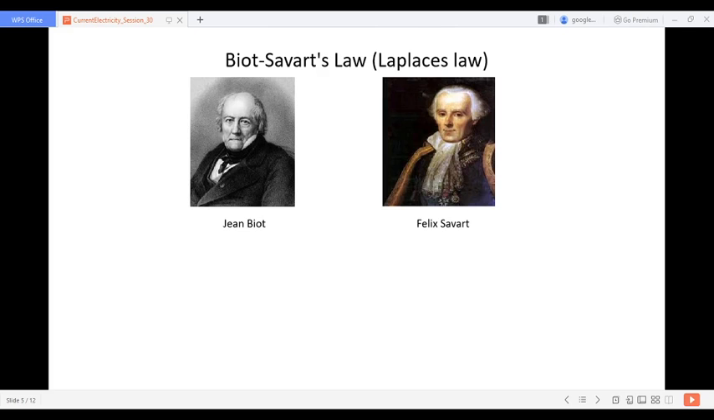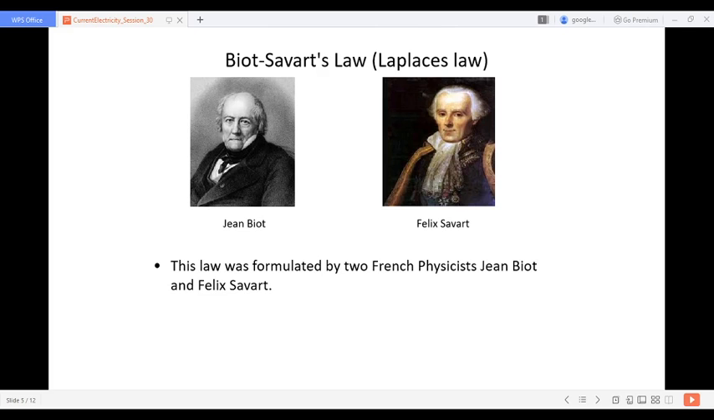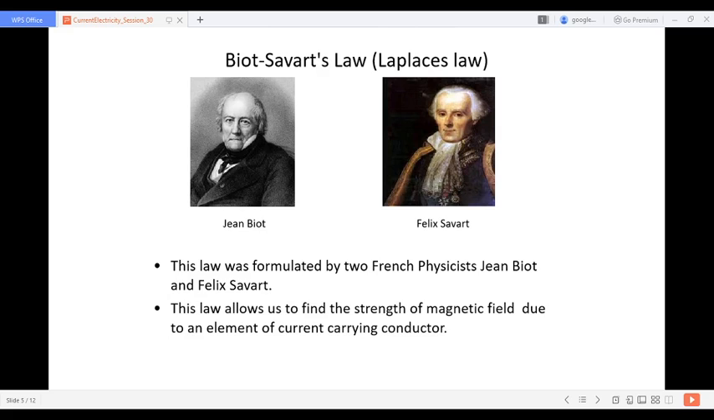Biot-Savart's law is also known as Laplace's law. This law was formulated by the two French physicists Jean Biot and Félix Savart. This law allows us to find the strength of the magnetic field due to an element of current carrying conductor.